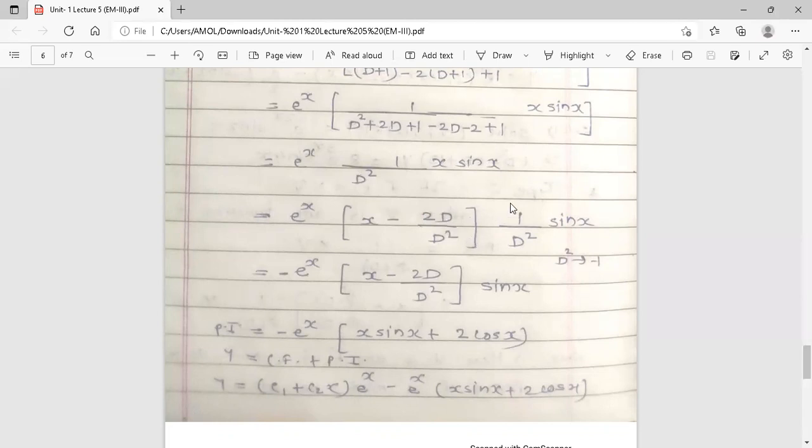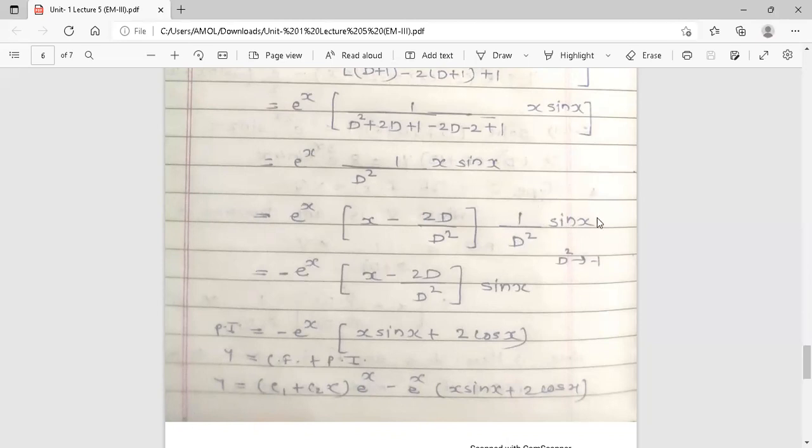Bracket complete into 1 upon phi of d. Phi of d is d square. So write in denominator d square, into the function v, which is sin x. So right here sin x. We are using case 6 here, x into v. Now the exponential function again, e raised to x as it is. Now solve for this outside term, 1 upon d square into sin x.